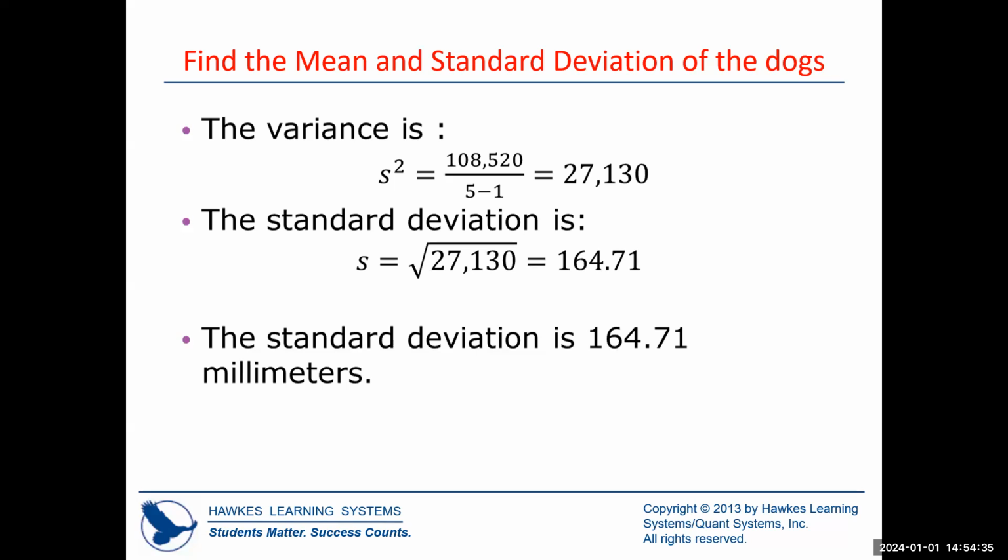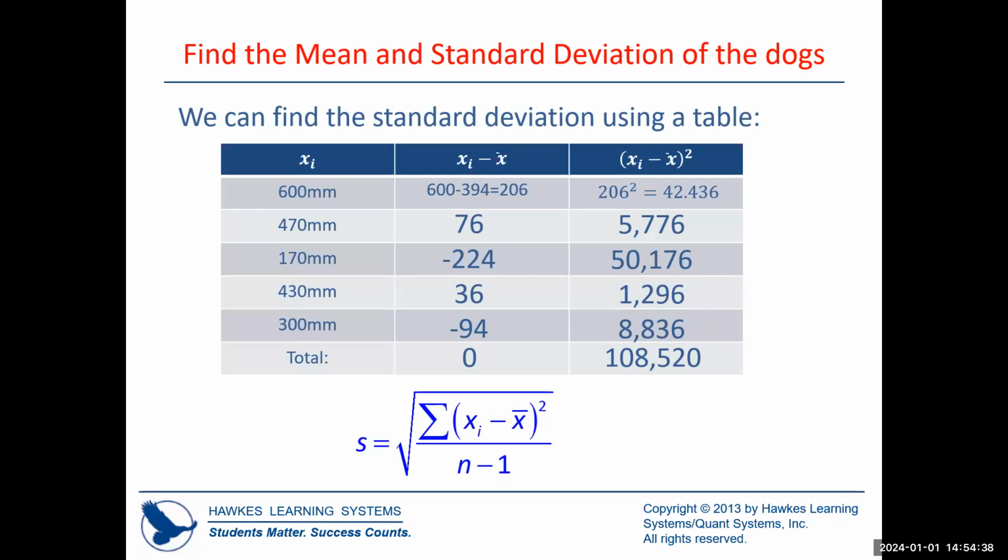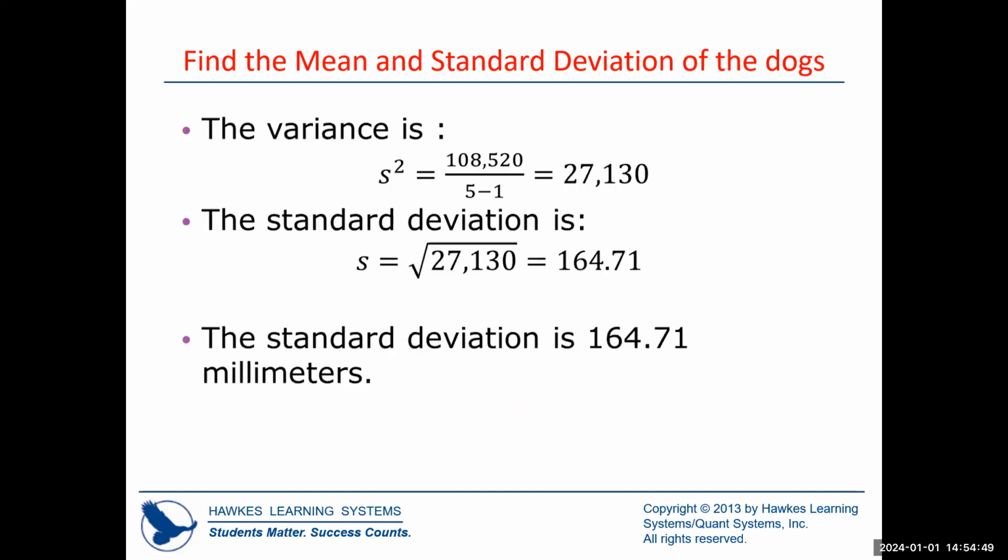Well, let's go back for just a second. I want to look at the Xi column. Do you see how the heights here ranged from 170 to 600? That is quite a range for the heights. There's a lot of variation. I know it's only a sample size of 5. So the fact that our standard deviation is 164.71, that's actually a lot. That is quite a spread. So the larger the standard deviation, the more spread out the data is. The smaller the standard deviation, the less spread out the data values are.